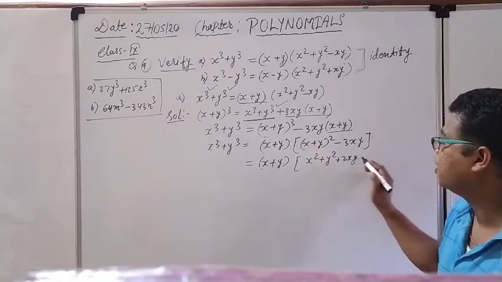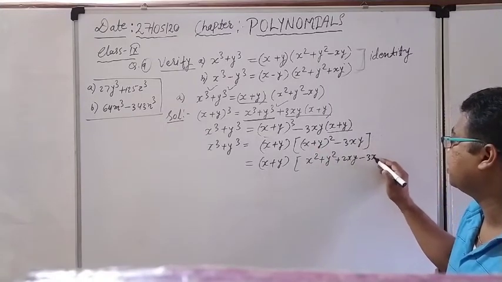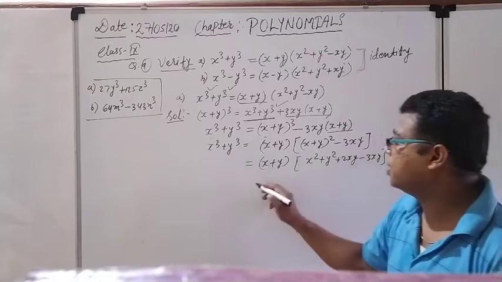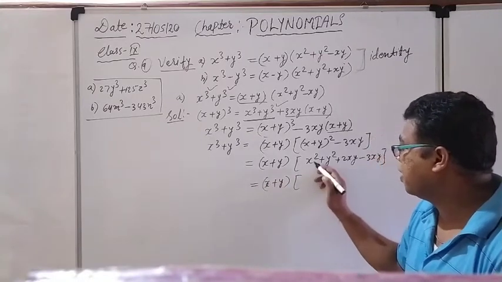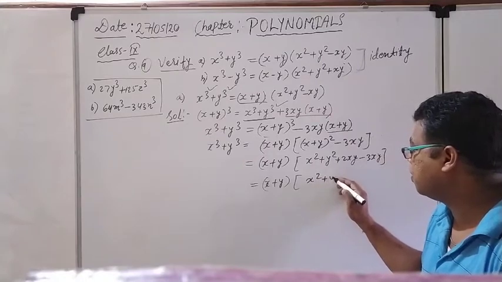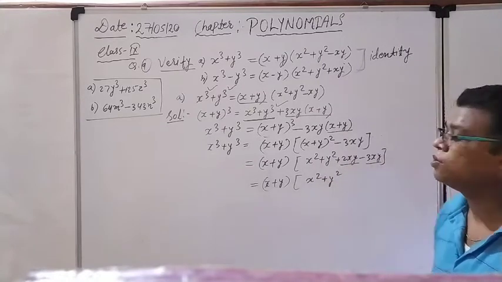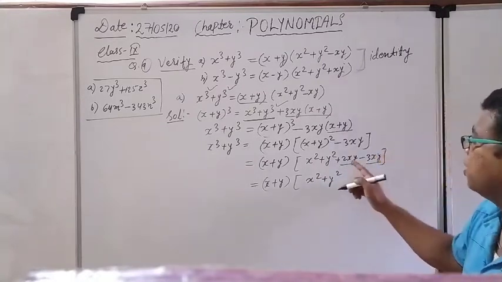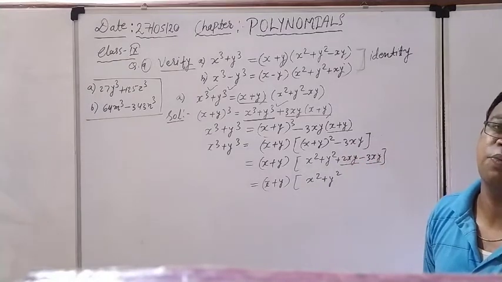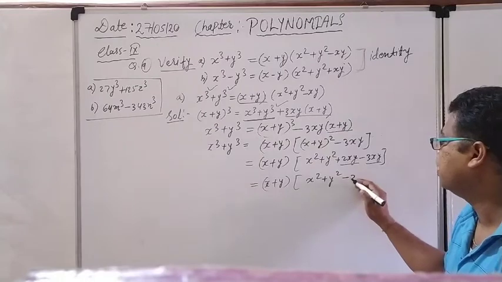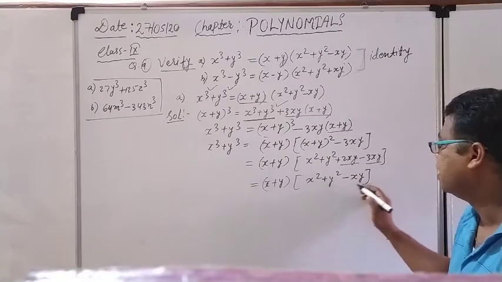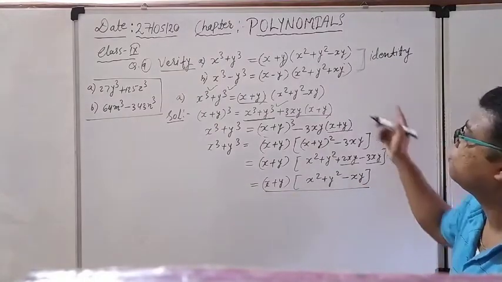Same thing I have written here, minus 3xy. It is going to be the same. After that, nothing, very easy. x plus y inside the bracket, x square plus y square, same thing. And these are like terms, so this can be solved. Plus 2xy and minus 3xy means 2 minus 3, which will give me minus 1. So it will give me minus xy. And this is the thing which we have to prove.